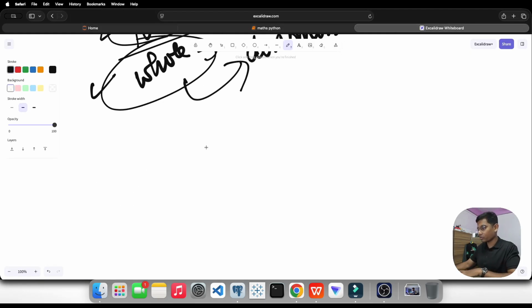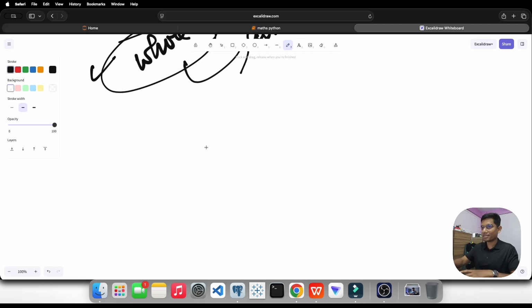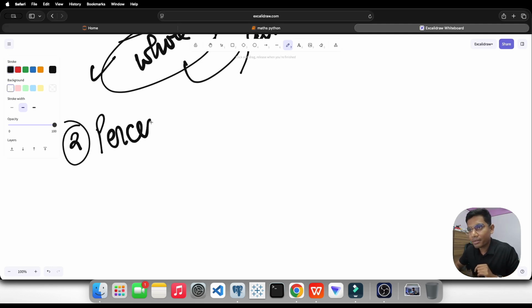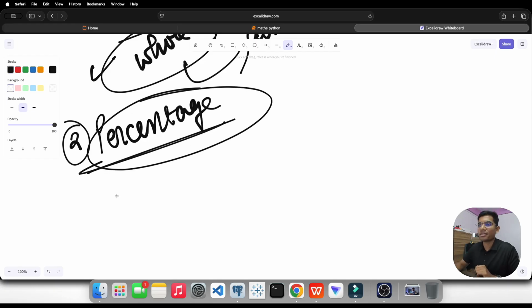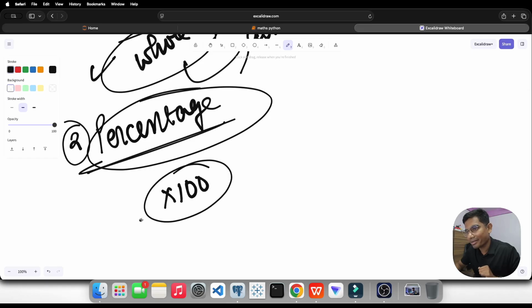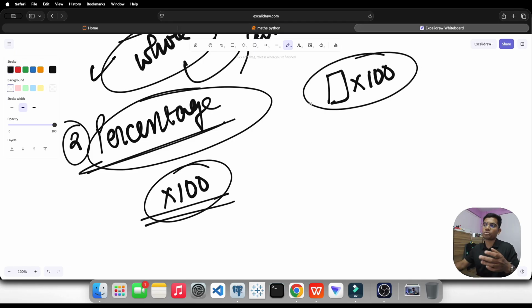Now let us go to the third part, that is percentage. I am writing second, percentage. So what is percentage? Take percentage as something which is multiplied by 100. That's it. Whatever, if any fraction gets multiplied by 100, it changes to percentage. Simple.